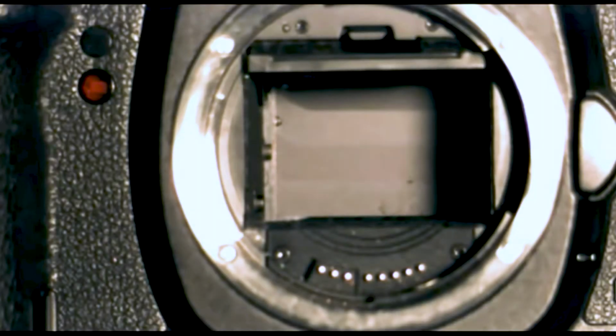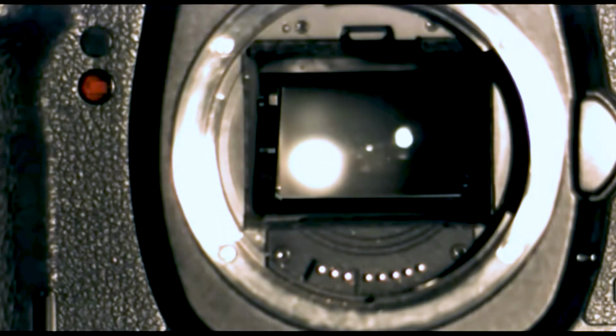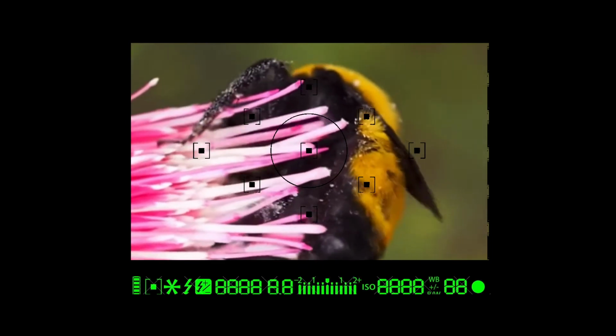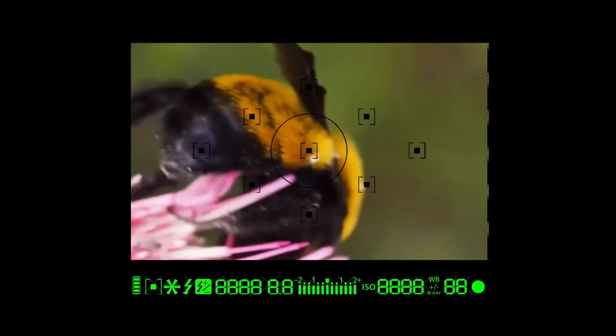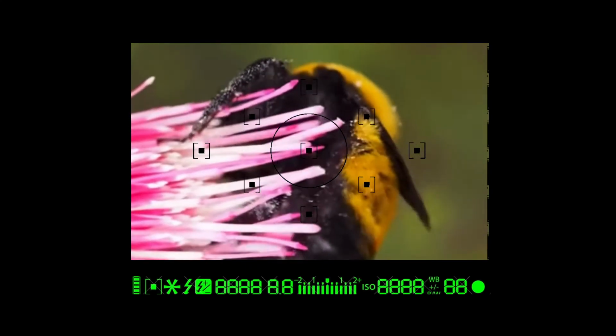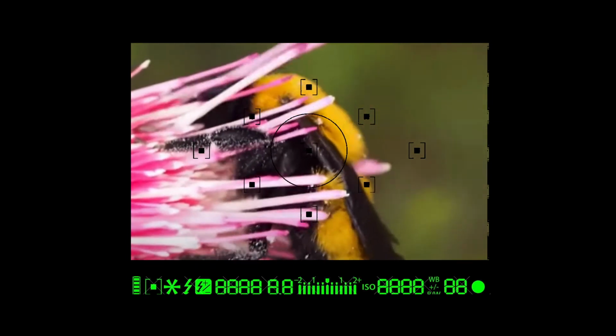Firstly, I'd like to bring you back round to the movement of the mirror. You may have noticed when you look through the viewfinder as you take a photograph that the viewfinder goes dark for the length of the shutter speed. As the mirror moves upward, the light is redirected away from the viewfinder and through the camera's shutter, causing that momentary darkness.